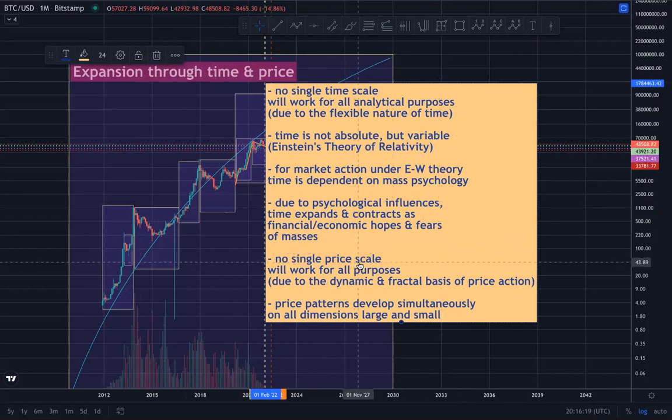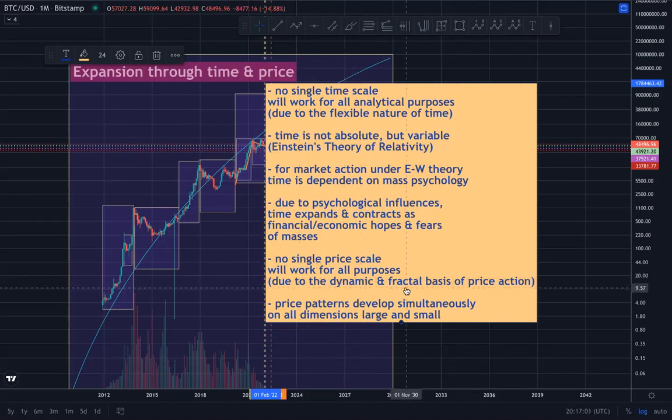But anyway, no single price scale will work for all purposes. That's basically the idea we're getting to here. And that's due to the dynamic and fractal basis of price action. So this idea of a dynamic and fractal basis for price action, and therefore time. No single price scale. So price patterns develop. This has to do with the width and the height, right? The price patterns develop simultaneously on all dimensions, large and small. So these patterns are happening large and small. It's very fractal in nature.